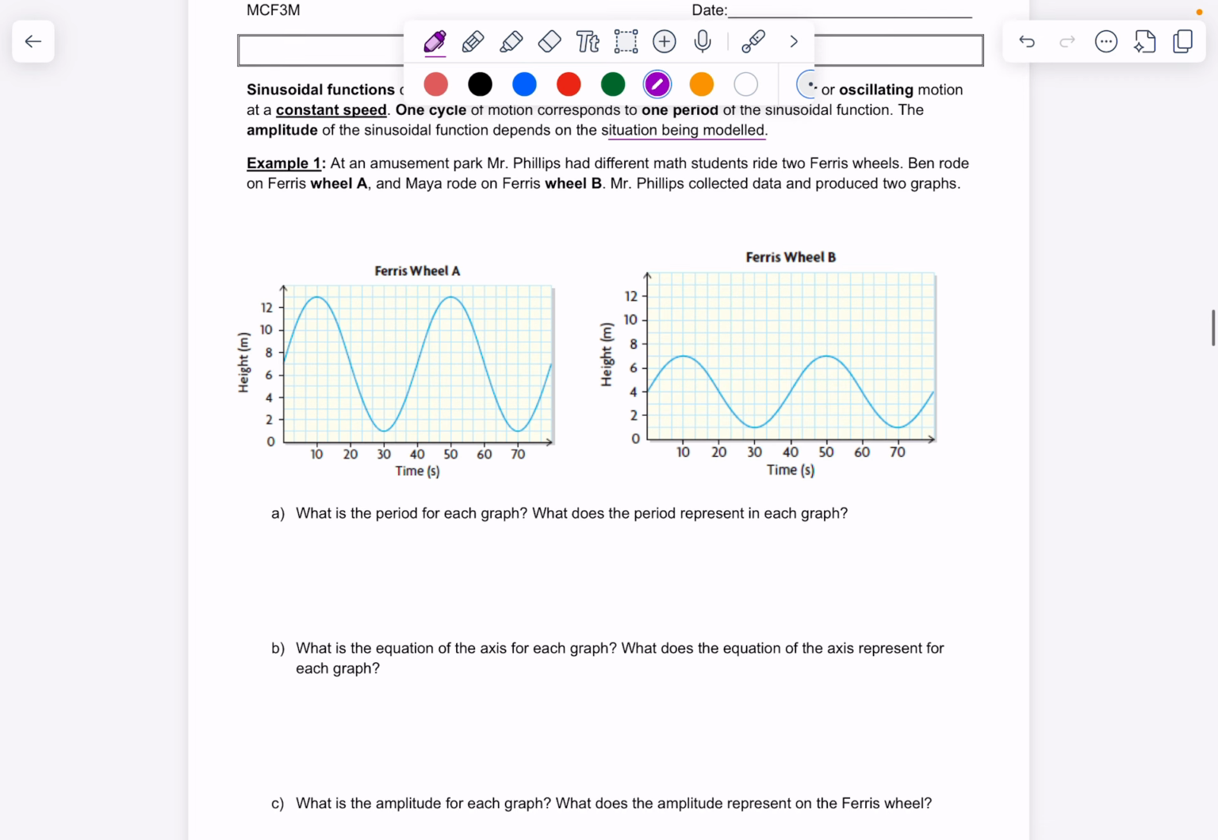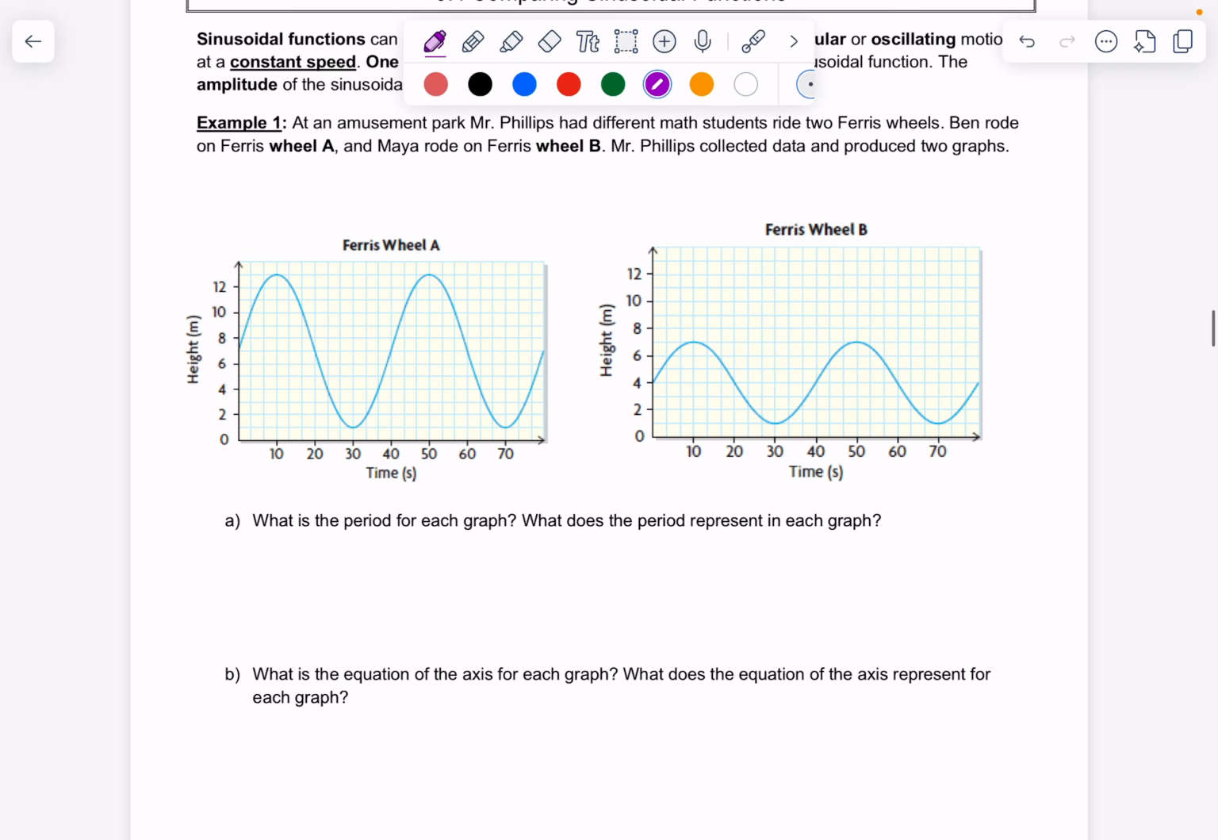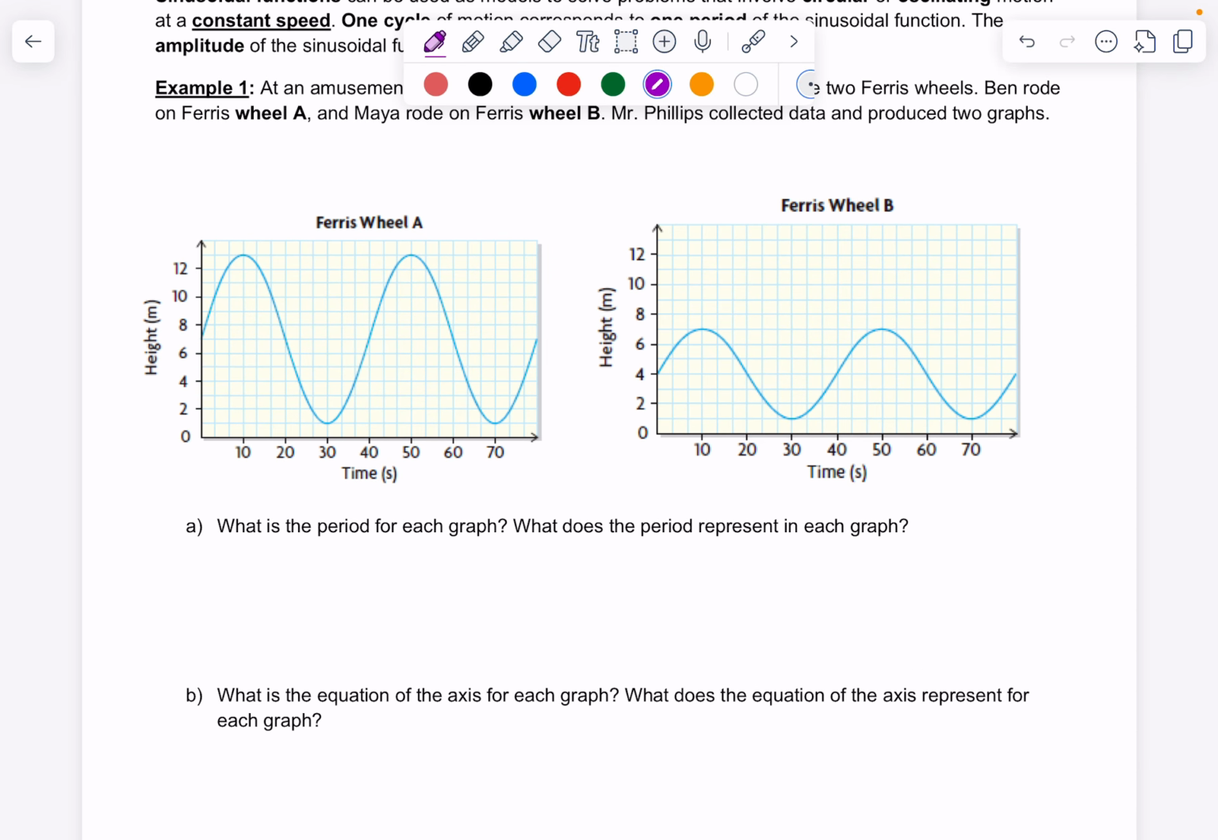So in example 1, at an amusement park, Mr. Phillips had different math students ride 2 Ferris wheels. Ben rode Ferris wheel A and Maya rode Ferris wheel B. Mr. Phillips collected data and produced 2 graphs. All right, so in these graphs, we have Ferris wheel A and Ferris wheel B. Just to understand what these graphs are measuring, we have height and we have time.